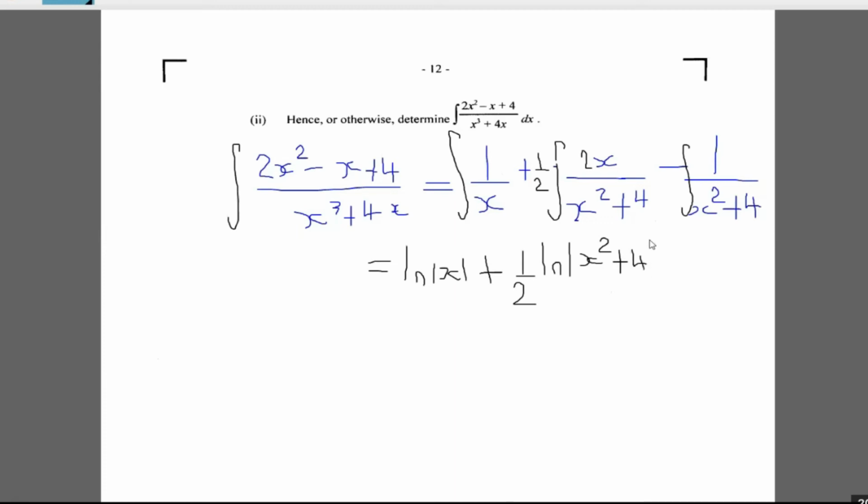And then we minus. Now we'll have x squared plus 4 right here. So this looks like tan inverse x over a. So it's tan inverse x over 2. So it's minus tan inverse x over 2.